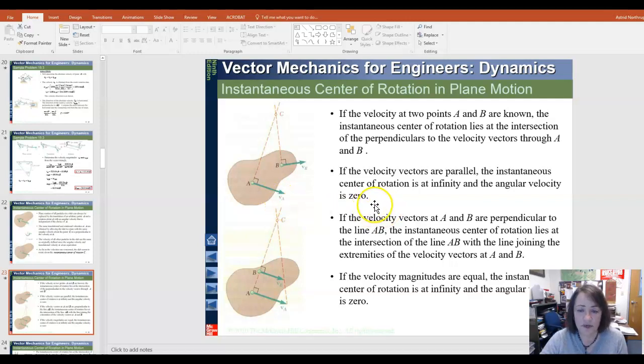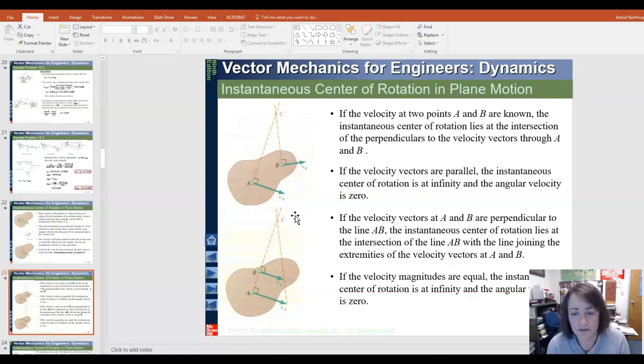Now here's another point. If the velocity vectors are parallel, the ICR is at infinity and the angular velocity is 0. What that means is if A and B are parallel to each other and have the same magnitude, there is no instantaneous center of rotation, because what we're really talking about is not a rotation at all. It's just a translational motion.